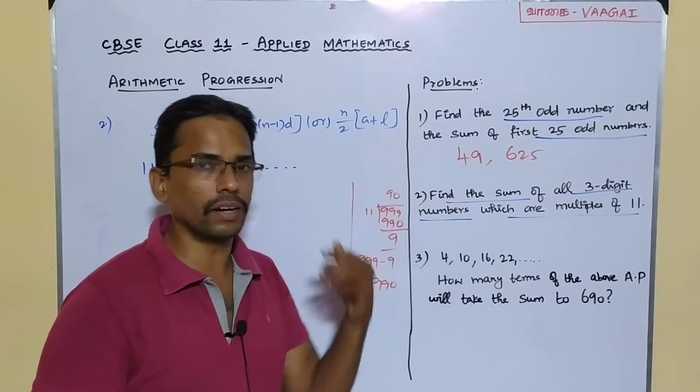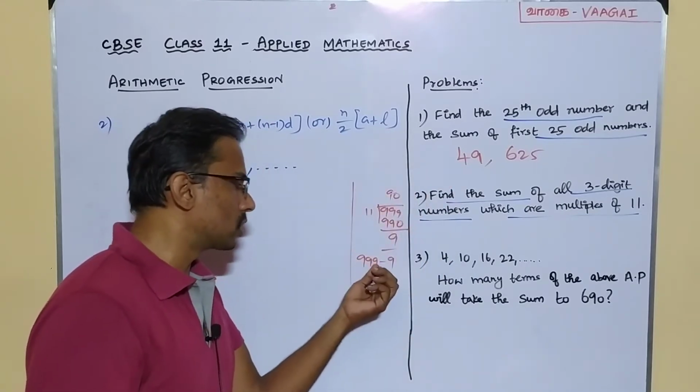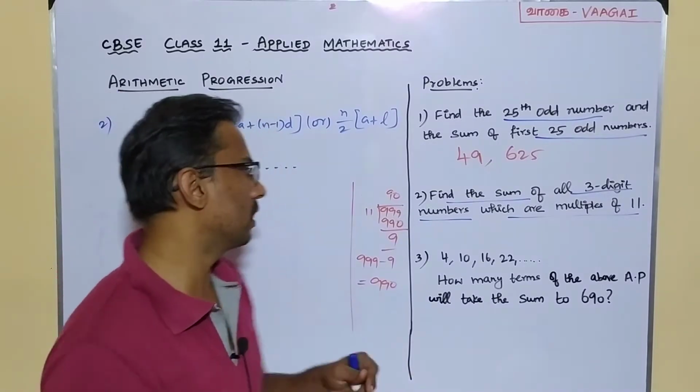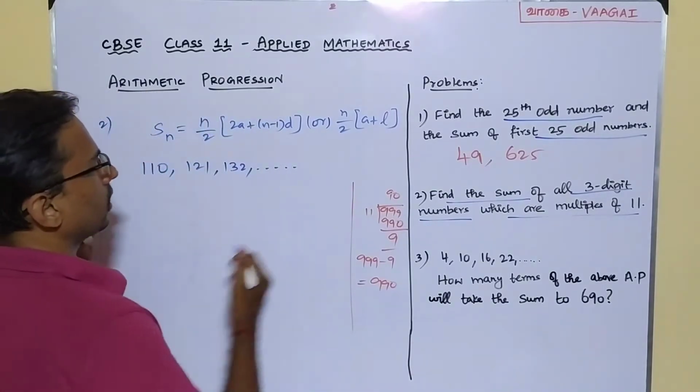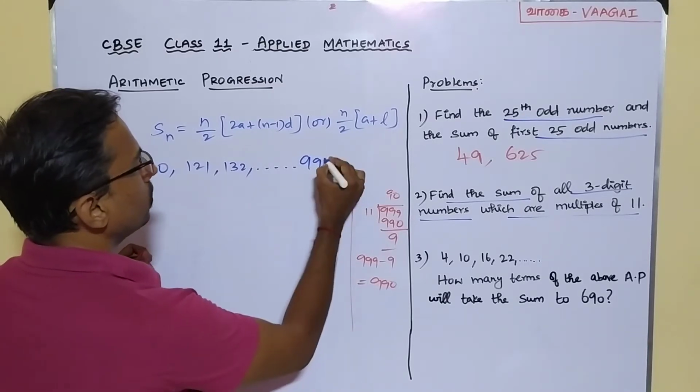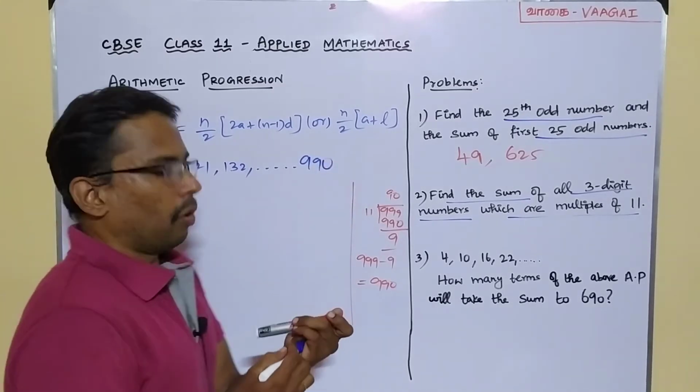I'll take this 999. I'm just going to subtract this 9 from this. So I'll be getting 990. So in this case, the last number is going to be 990. That's it. So yes, we have clearly ended up with the last term also.